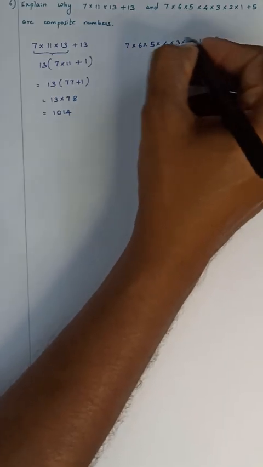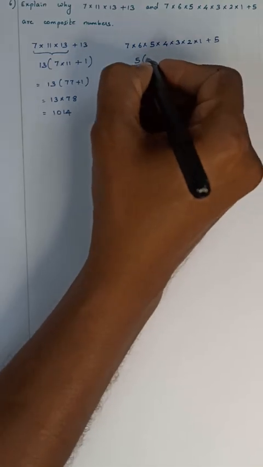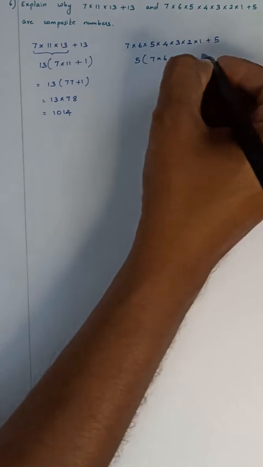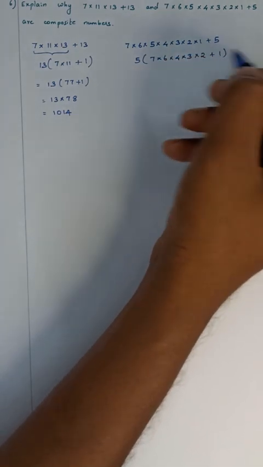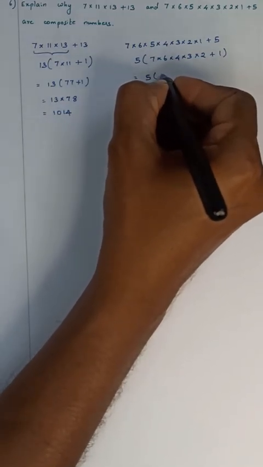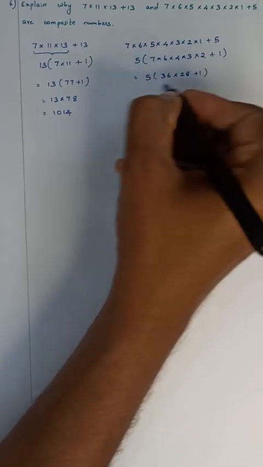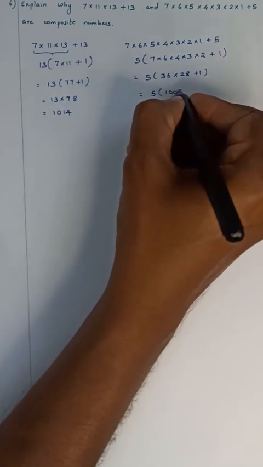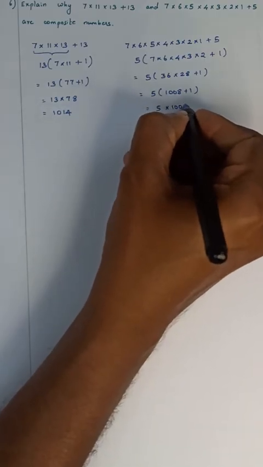Now we take the other number, 7 into 6 into 5 into 4 into 3 into 2 into 1 plus 5. Here we have a common number 5. So we take 5 outside. So 7 into 6 into 4 into 3 into 2, 1 we leave it, plus 1, which is equal to 5 into 36 into 28 plus 1. We get 5 into 1008 plus 1, we get 5 into 1009.